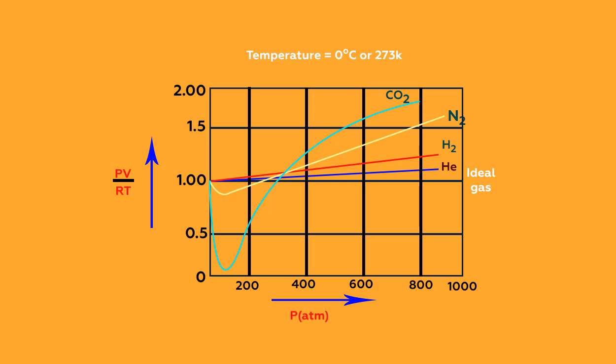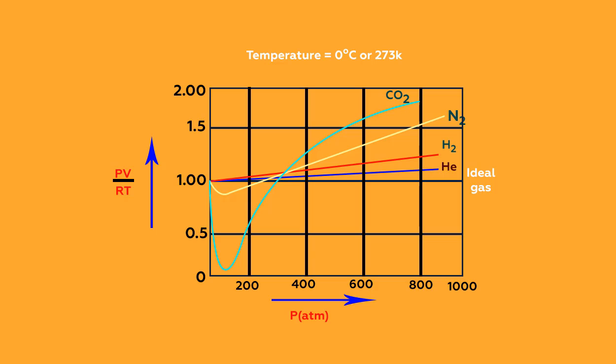If we conclude from the graphical representation of this graph, hydrogen and helium are more ideal, and then nitrogen and carbon dioxide. And why they are more ideal, we have discussed in a previous lecture on Linde's method of liquefaction: hydrogen and helium have small atomic masses and almost negligible intermolecular attractive forces, so they are ideal.